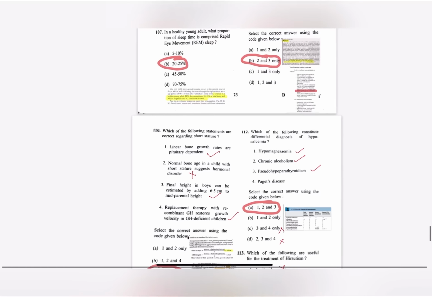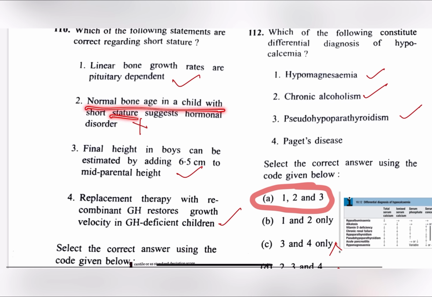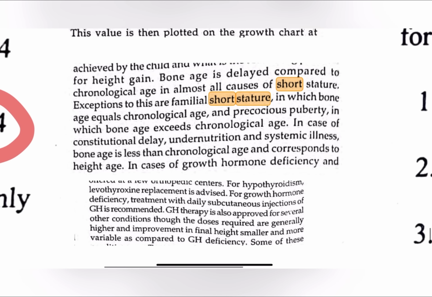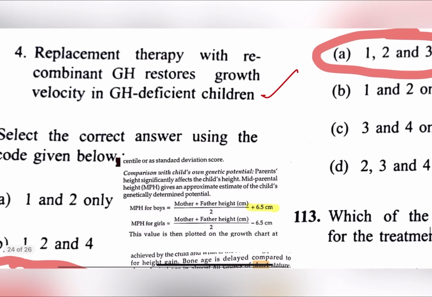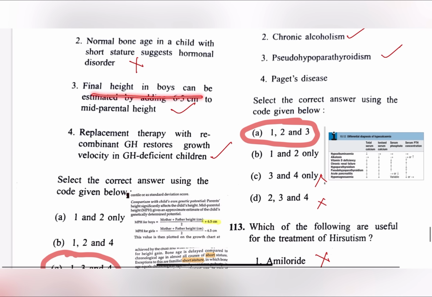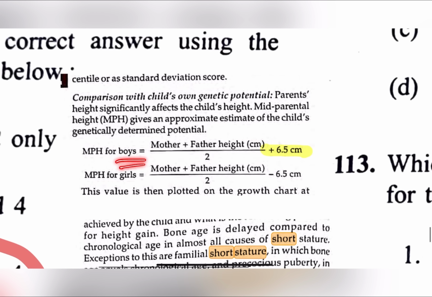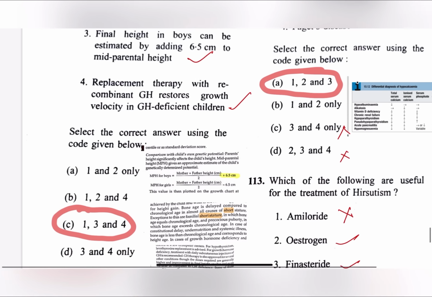They are saying it is normal, but no, it is actually delayed bone age. Exceptions, okay, so the exceptions are only 2: familial short stature, in which bone age is equal to chronological age, and precocious puberty, in which bone age exceeds chronological age. So the third statement they are saying is final height in boys can be estimated by adding 6.5 cm. So that's true. For boys we have to add 6.5 cm. For girls we have to deduct 6.5 cm.